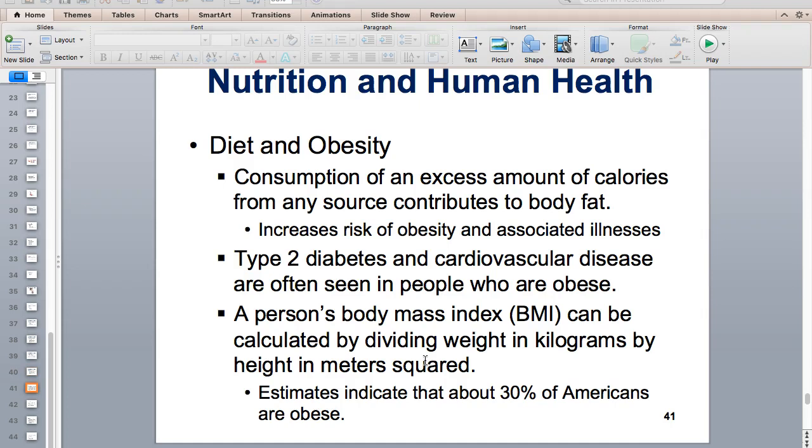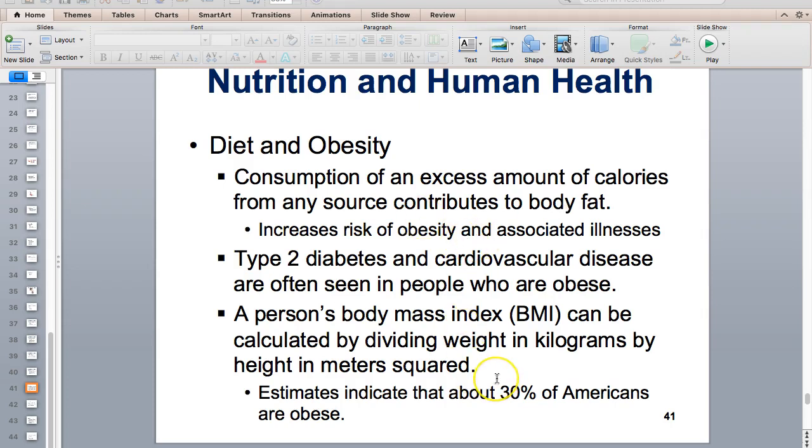And the last couple slides just talk about diet. Obviously, if you're talking about the digestive system and diet, you would probably talk a little bit about obesity. There are many things that you have an increased risk for if you are obese. It says consumption of an excess amount of calories from any source contributes to body fat. Obviously, this will put you at an increased risk of obesity. One particular disease that's tied to obesity is type 2 diabetes and cardiovascular disease.